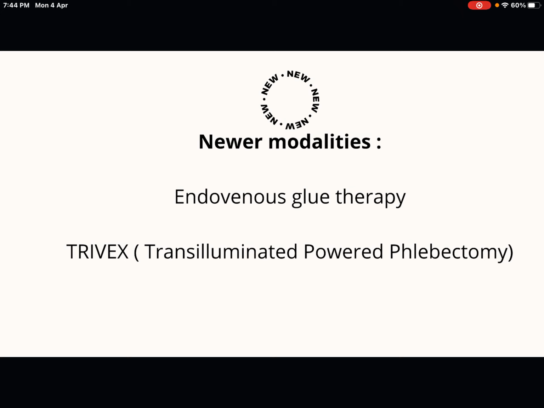There are new modalities now available. What are they? They are endovenous glue therapy and TRIVEX. What is TRIVEX? Trans-illuminated powered phlebectomy. Endovenous glue therapy is available now, and also trans-illuminated powered phlebectomy.